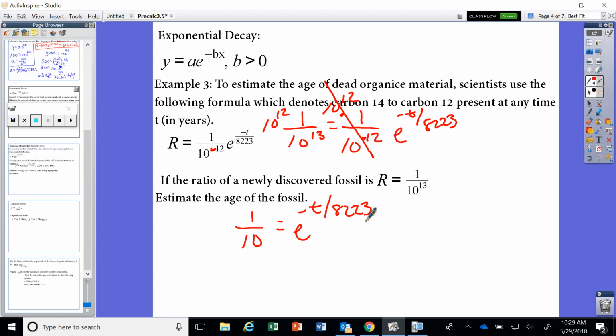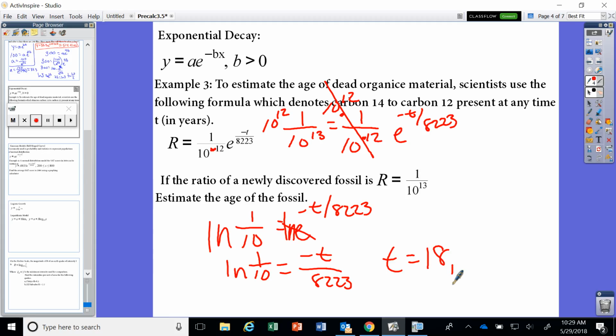Again, what is our goal? Our goal is to get t out of the exponent. Well, it's a natural base, so natural log both sides. Now we end up getting rid of the e, and the natural log of 1 over 10 is negative t over 8223. You're going to multiply on both sides, and in the end, ladies and gentlemen, you roughly get that t is equal to 18,934. So roughly to the nearest 1,000 years, roughly 19,000 years old in this case. So there is an example of our exponential decay.